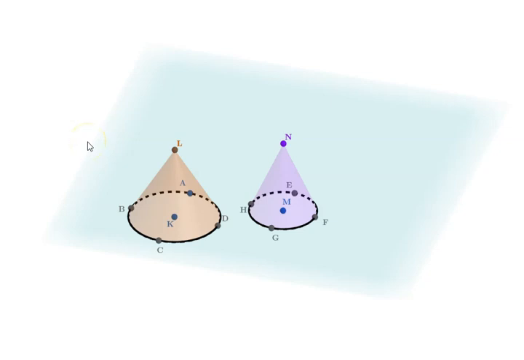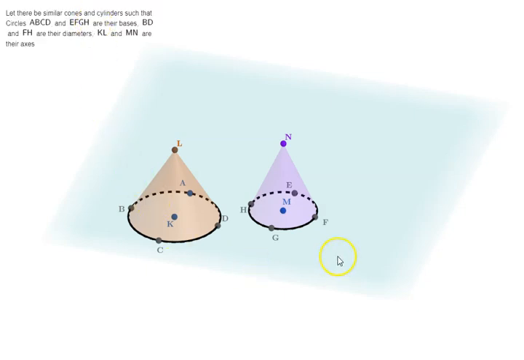Let us look at proposition number 12 of book 12 of Euclid's Elements. The proposition says similar cones and cylinders are to one another in triplicate ratio of the diameters of their bases. So let's see how we can prove this.